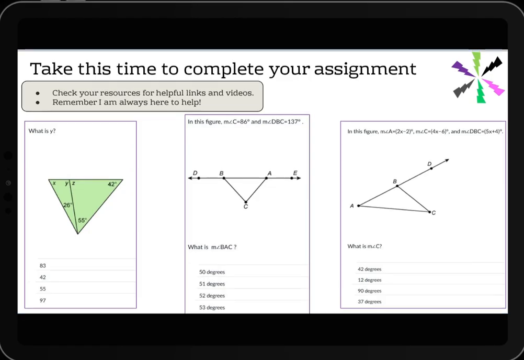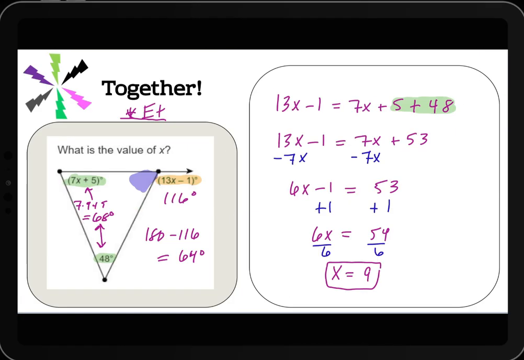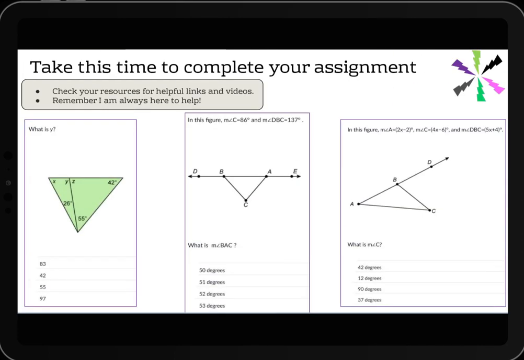And then the final question, I certainly would take a look at this question again. One more time, because that's a great reference to have for your exit ticket for that final question, because it's asking for DBC, or asking for angle C actually. So it's asking you for this angle right here.